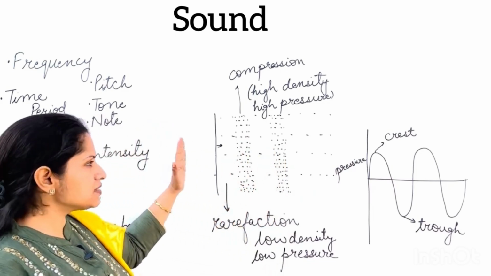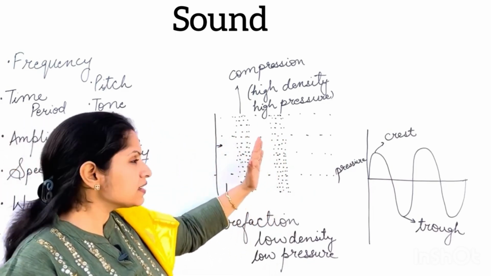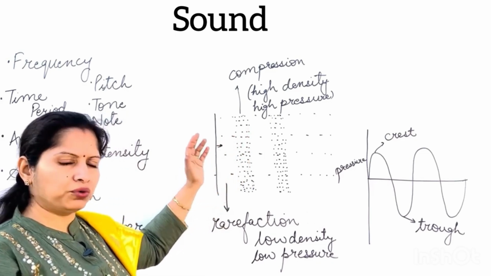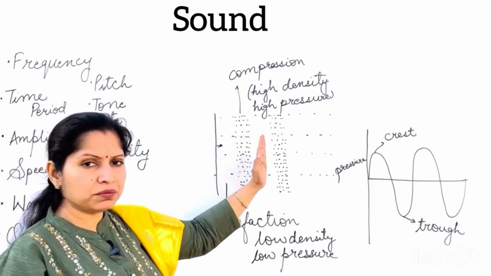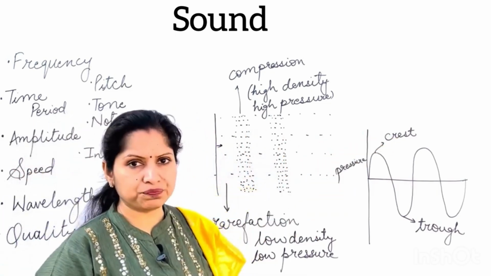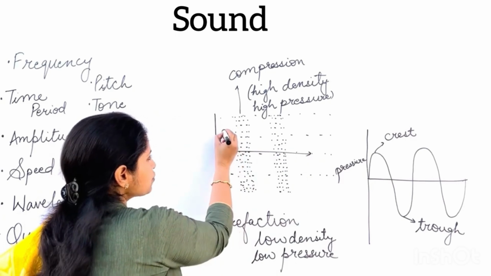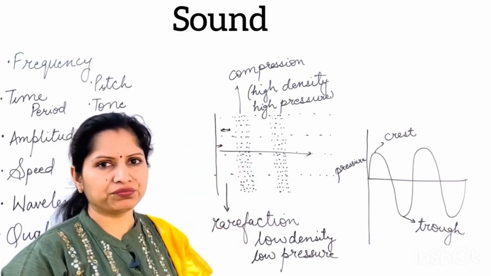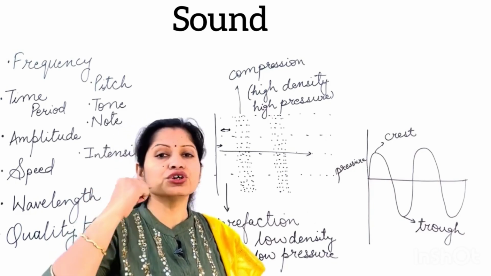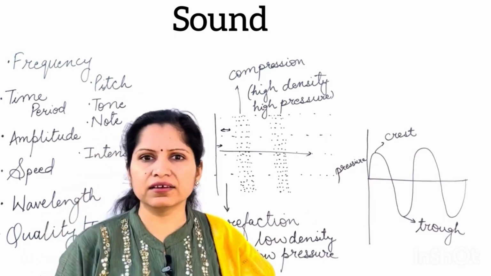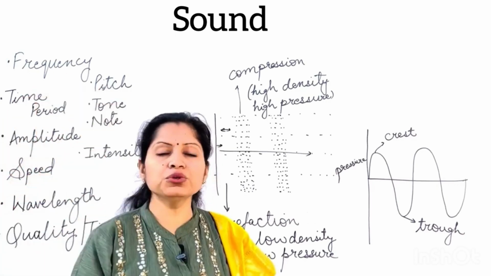In these waves, you can see that the particles are being pushed forward, and once they are pushed forward, they eventually come back to their own position. So the particles vibrate in a direction parallel to the propagation of sound. The sound is propagating in this direction, suppose, and the particles are also vibrating to and fro. These particles never go from the area where the sound is produced to the area where the sound is being heard. They just transfer the energy from one particle to another.